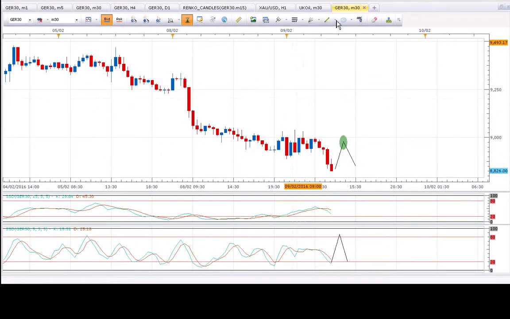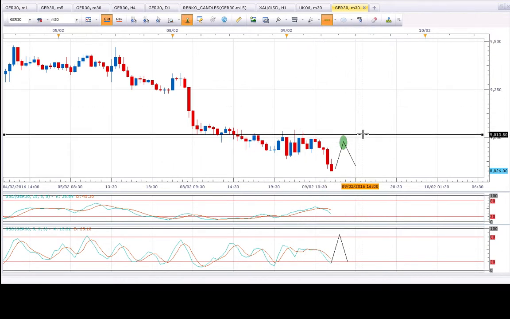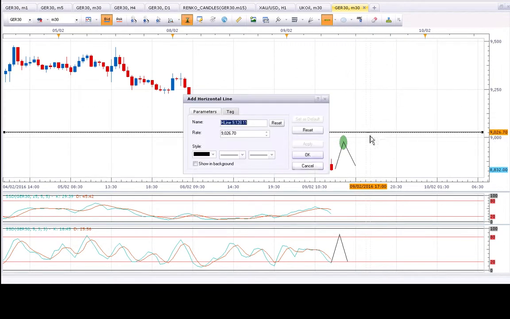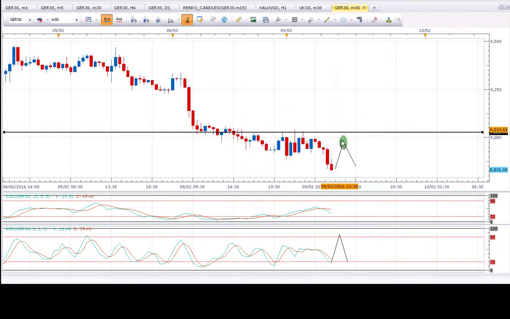And that sort of ties in with the fact that we had resistance up here. Let's say it was there. So if you get a crossover near resistance, it makes the signal a lot stronger.